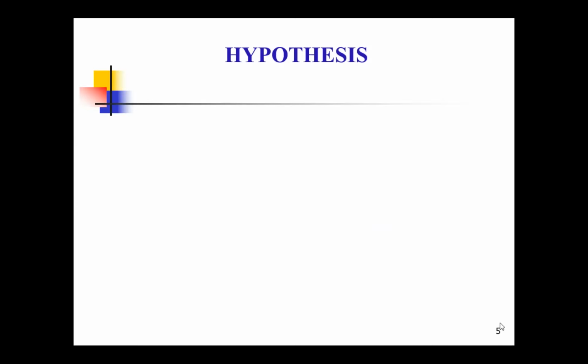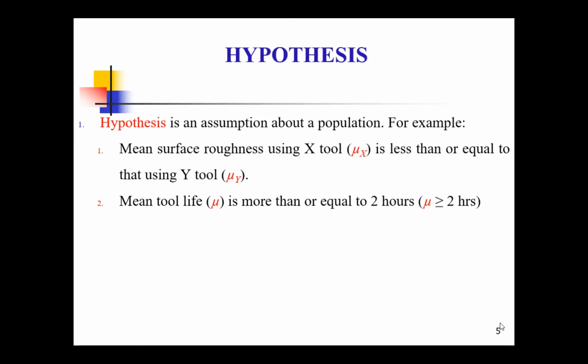Before going for ANOVA, we should formulate some hypotheses. Everyone knows about hypotheses in a statistical manner. A hypothesis is nothing but an assumption about a population. The population is nothing but the samples. So how many samples are we going to obtain?